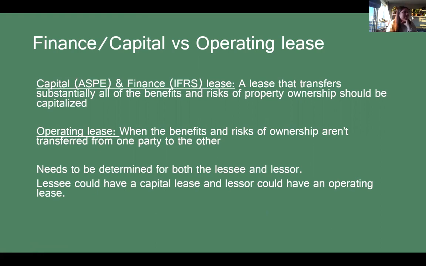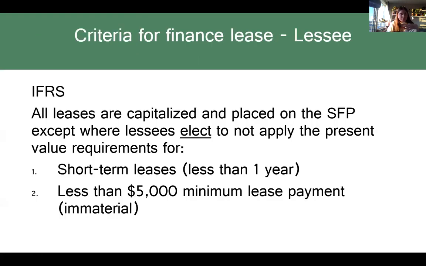All right. So yeah, you need to determine if it's a capital lease or an operating lease for both the lessee and the lessor. The criteria for a finance lease for the lessee, finance lease is under IFRS. So as a baseline, all the leases under IFRS are capitalized. So they're all finance leases, unless the lessee elects to have an operating lease. To have an operating lease, the lease must be short-term, so less than a year, so it's not a big impact on the statements. And it needs to be less than a 5,000 minimum lease payment for the year, because it's not material. It's not a big amount, so they can pass it under their expenses.